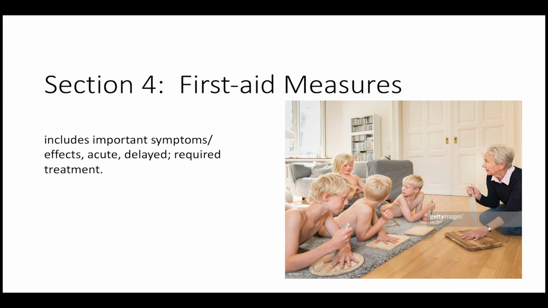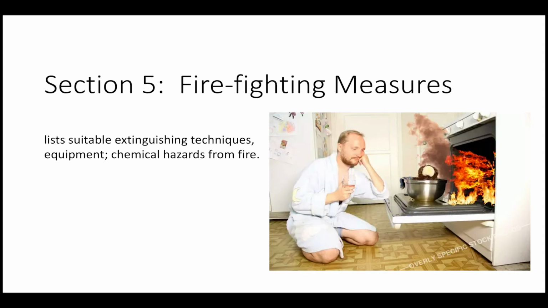Section 4 is first aid measures. So if you do something with that chemical that maybe you should not have, Section 4 is a good place to start looking. This includes important symptoms, effects, acute or delayed, and required treatment. Section 5, firefighting measures.